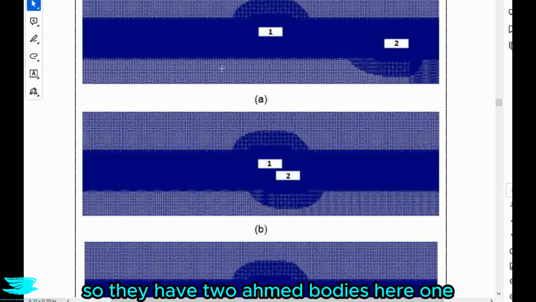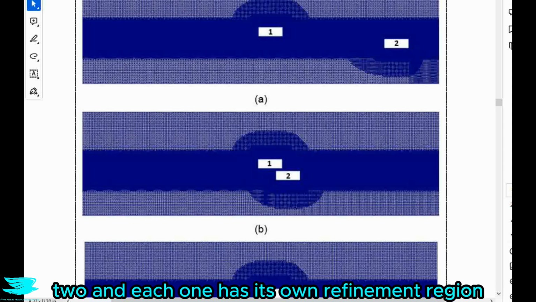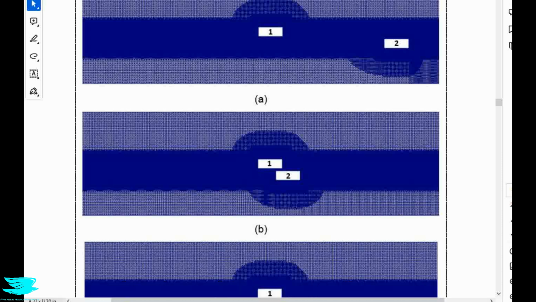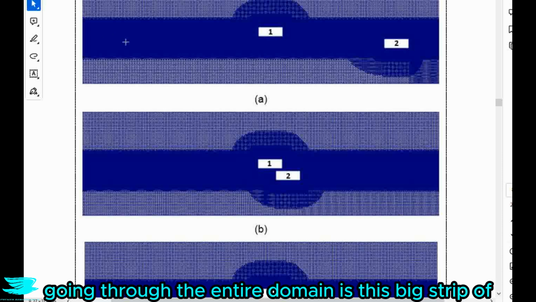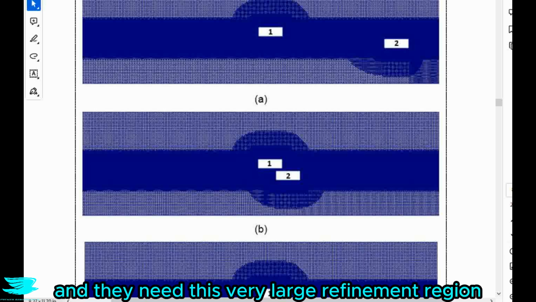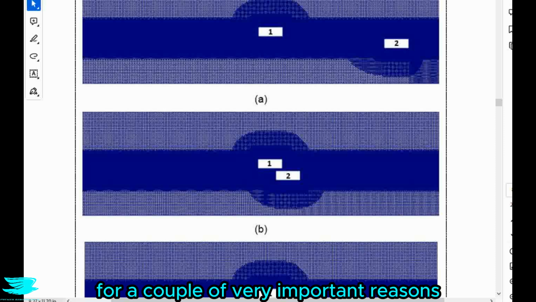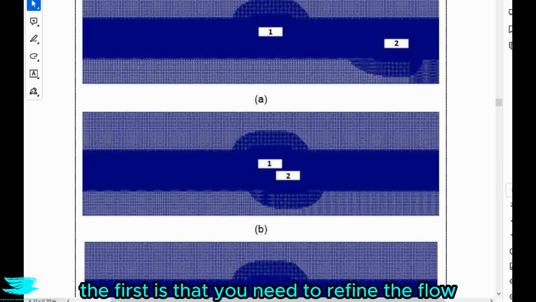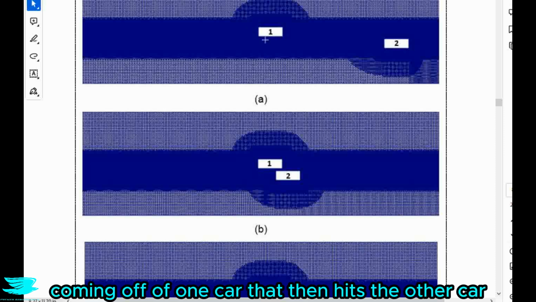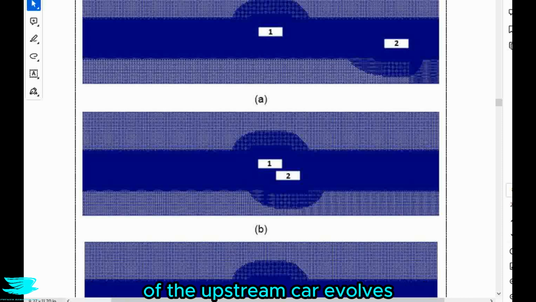So they have 2 armored bodies here, 1, 2, and each one has its own refinement region. But then going through the entire domain is this big strip of very refined cells. And this strip alone would be like 10 million cells or so. And they need this very large refinement region for a couple of very important reasons. The first is that you need to refine the flow coming off of one car that then hits the other car, because the way the wake of the upstream car evolves, as we've covered, has very important consequences for the downstream car. But the second reason why you need to have such a large refinement region here going straight through the entire domain is because I believe the authors here are using an overset mesh.